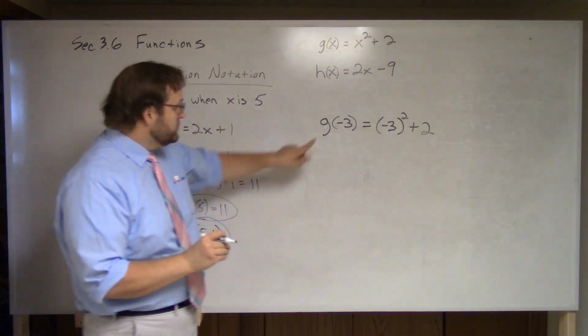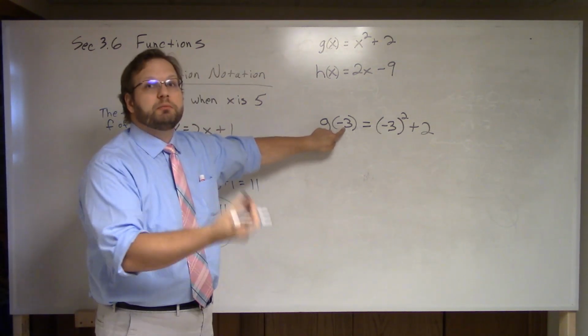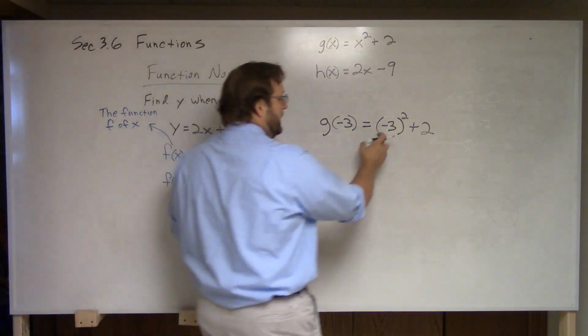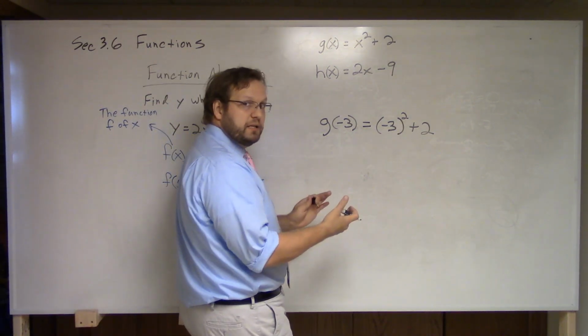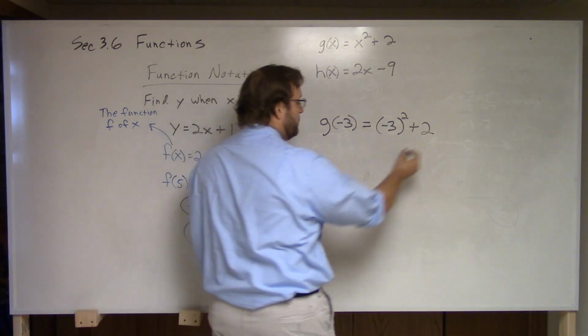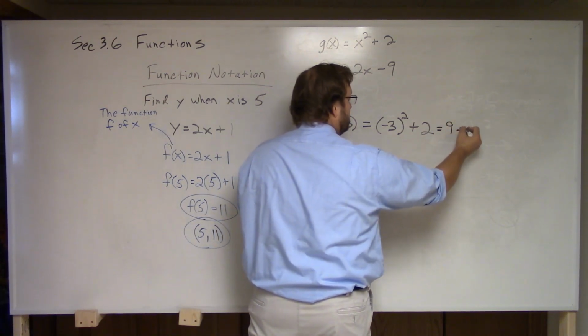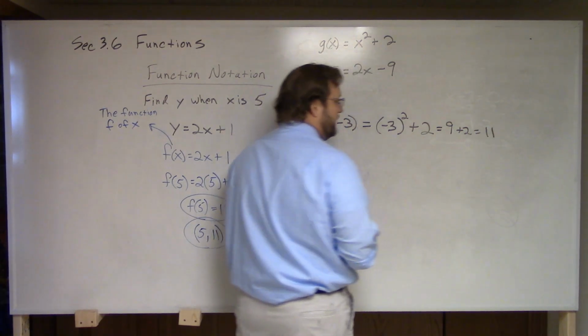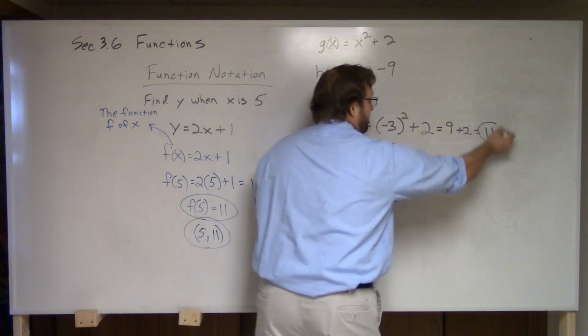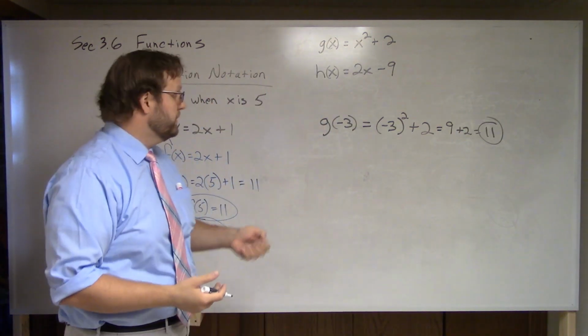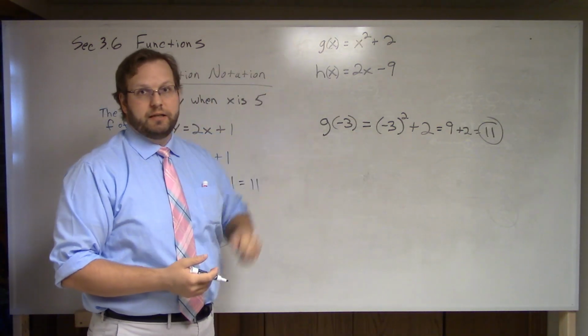That's it. This tells me what expression to use. This tells me what to plug into that expression. Negative 3 squared. Remember, the parentheses mean something. Negative 3 times negative 3 is 9 plus 2 is 11. Simple as that. If you want to write it as the ordered pair, negative 3 comma 11.